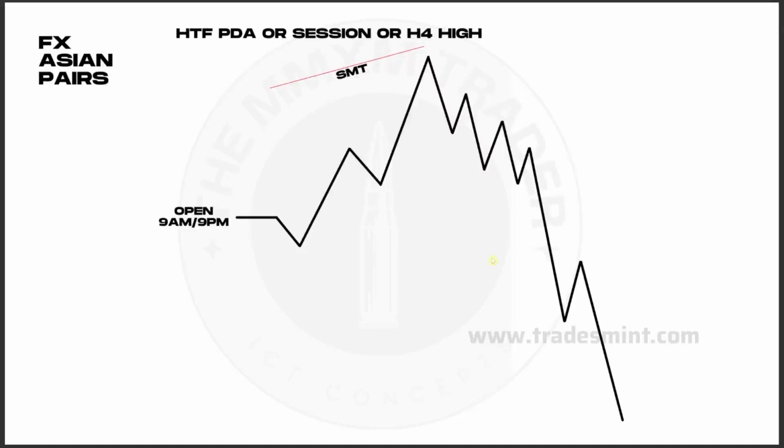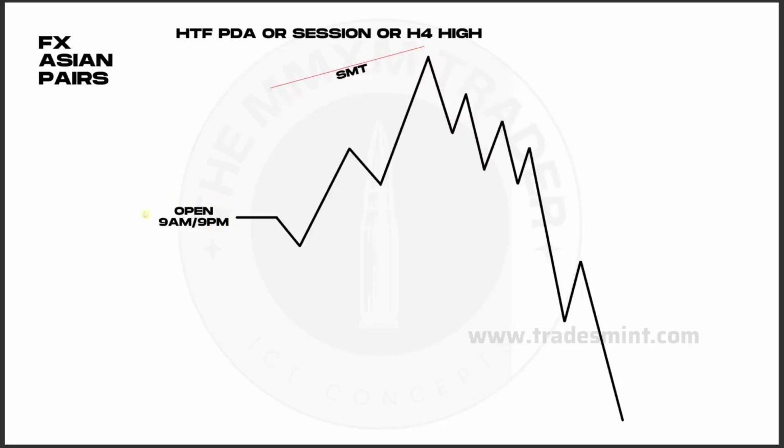Now let's talk a little bit about Asian pairs, right? We want to be focusing on the 9 a.m. or the 9 p.m. candle. Asian session pairs can be something like AUD JPY, GBP JPY, or AUD CAD, right? We want to have the JPY, the AUD, the NZD. Those are Asian session pairs.